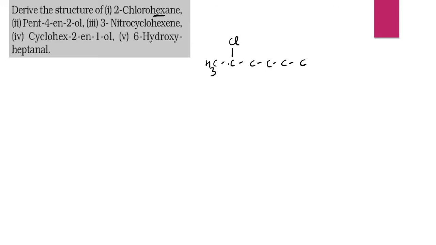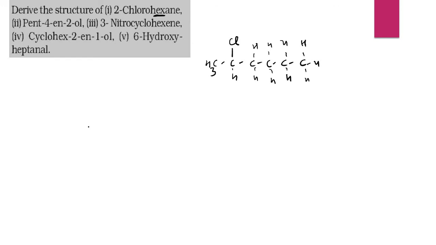So 3, this is 1, 2, 3, so 4, 1, 2, 3, 4. This is 1, 2, 3, 4, 1, 2. Basically, carbon should have 4 bonds. Okay, so I'm completing the valency with bond. So this is the structure.